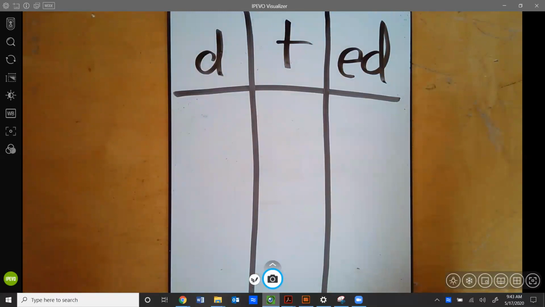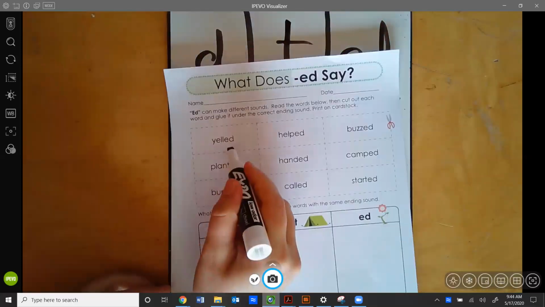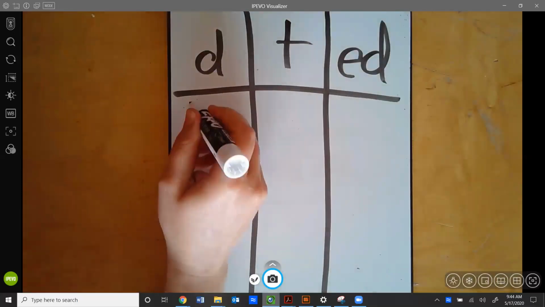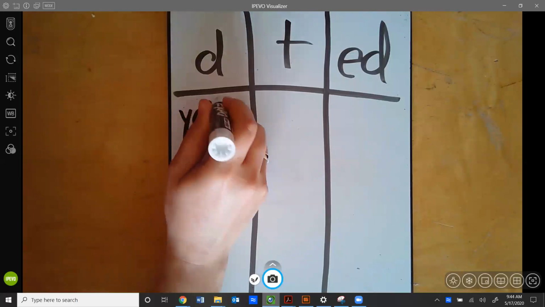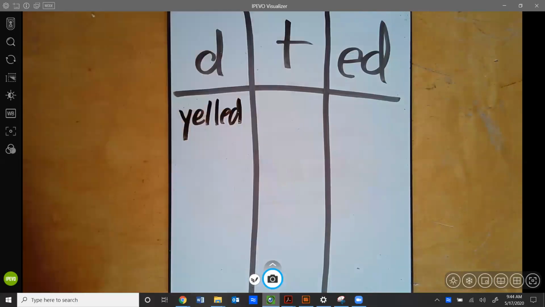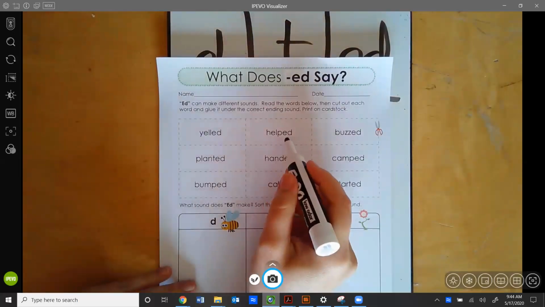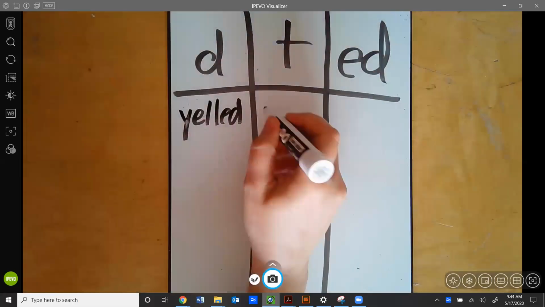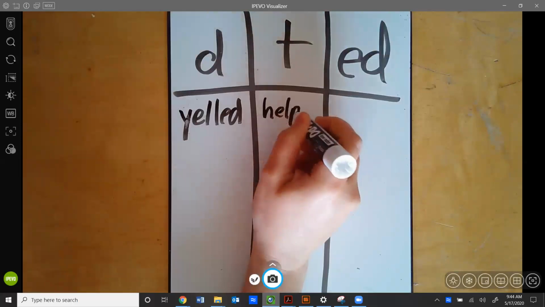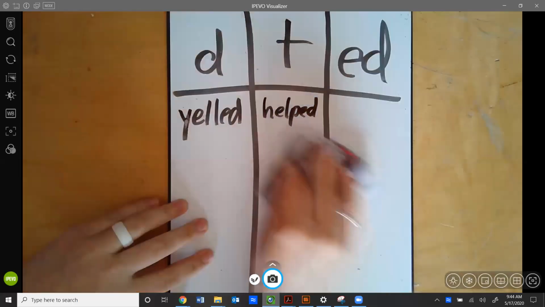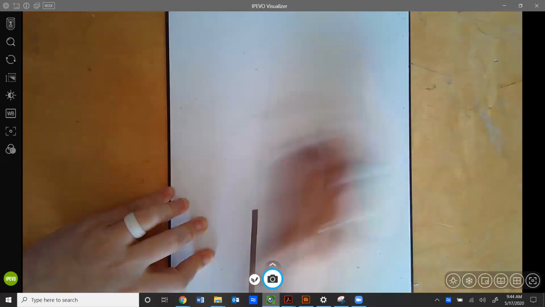So, for example, the word yelled ends with the sound d. So I would write yelled. The word helped ends with the t sound. So I would just write the word helped here. And you're just sorting your words. So that's an option that you have if printing is not an option for you.